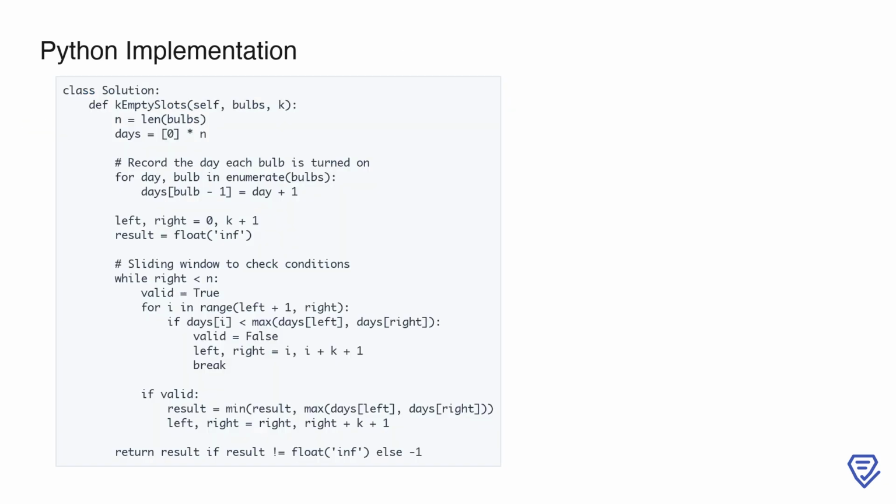This solution uses a sliding window approach to find the earliest day when there are exactly k empty slots between 2 bulbs that are turned on. First, we create an array days to record the day each bulb is turned on. Next, we initialize 2 pointers, left and right, to represent the window of bulbs being checked. We iterate through the bulbs, checking if all bulbs between left and right are turned on later than the bulbs at the edges of the window. If this condition is satisfied, we update the result with the maximum day of the 2 edge bulbs. Otherwise, we move the window forward to skip invalid bulbs. The function finally returns the earliest day or -1 if no such arrangement exists.